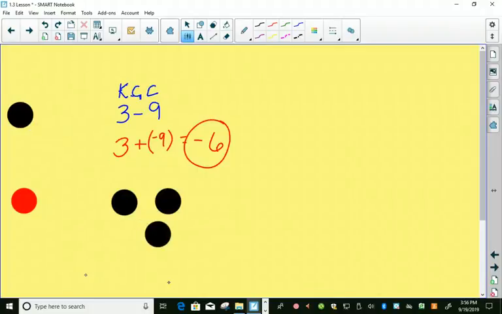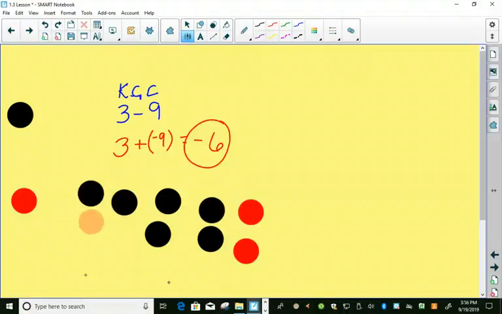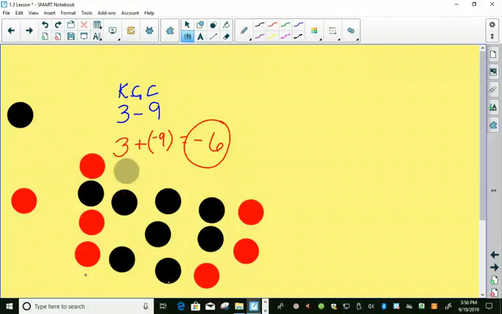I have to take away 9 black. Well, I only have 3, so in order to do this, I actually have to add some 0 pairs, 6 0 pairs. There's 2 0 pairs, 3 0 pairs, 4 0 pairs, 5 0 pairs, and 6 0 pairs.